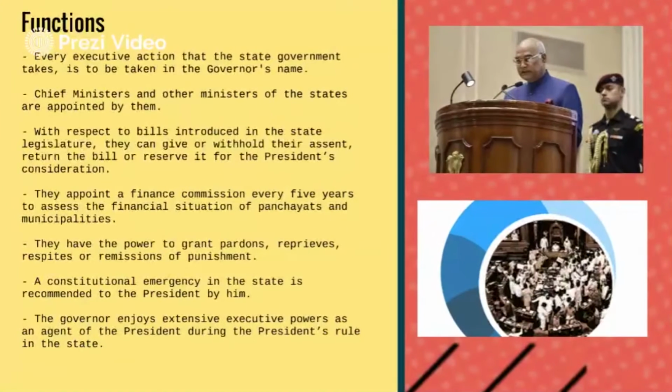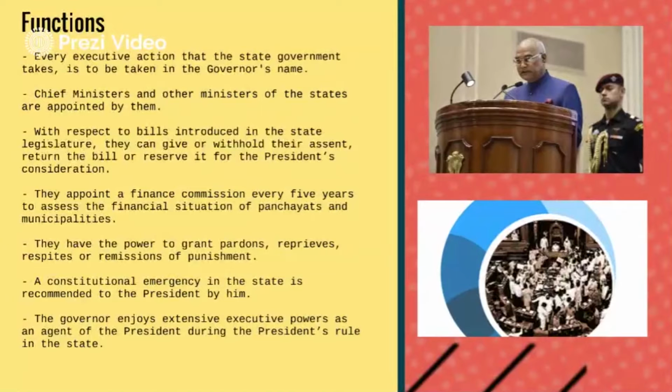Coming to the functions, the governor holds certain legislative, executive, financial, and judicial powers. I'm going to highlight the important ones, and the presentation also includes a few more of their powers. Every executive action that the state government takes is to be taken in the governor's name. They also appoint the chief minister and the state election commissioner. They look over the state budget, and the contingency fund of the state is under them, and they make advances out of that to meet unforeseen expenditure.